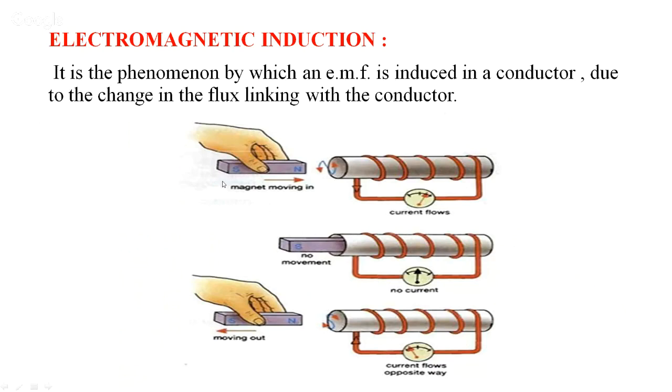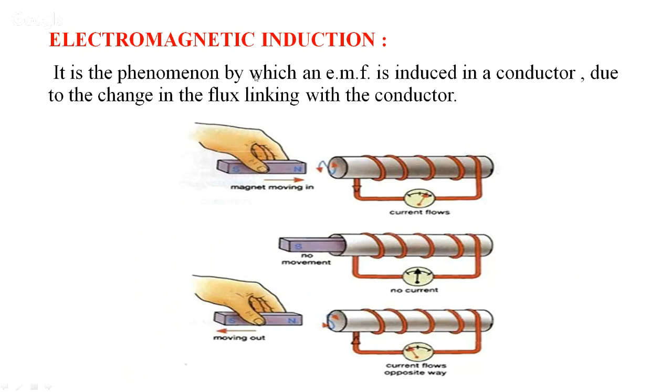And when you are moving the bar magnet towards the solenoid, the pointer moves in one direction. When you are moving the bar magnet away from the solenoid, the pointer deflects in the opposite direction. And when there is no movement of the bar magnet, the galvanometer shows zero current, that is, no current is flowing in the coil. So by this, what do we understand?